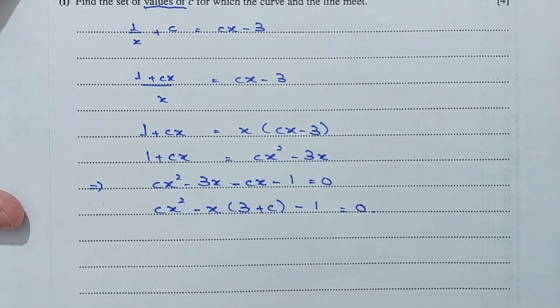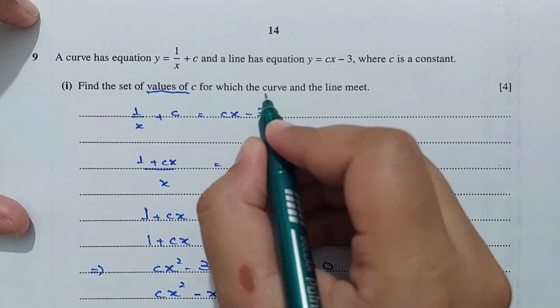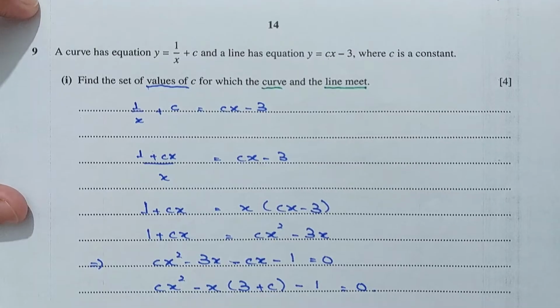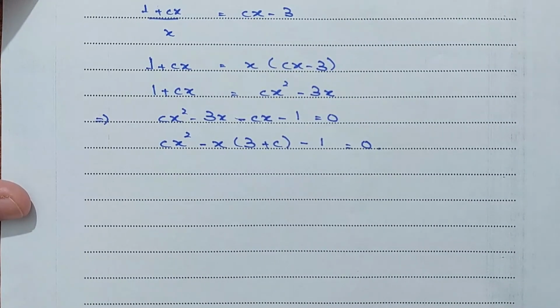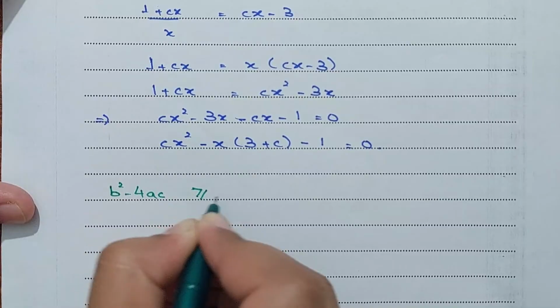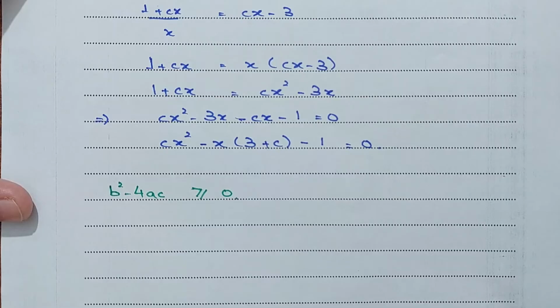All right, so we have to use the discriminant because we have to find the set of values of c when the curve and the line meet. The curve and the line meet means the discriminant should be equal to 0 when it has one solution, and it is greater than 0 when it has more than one solution. When the discriminant is less than 0, it has no solution, the curve and line do not meet. So we have to solve b squared minus 4ac greater than or equal to 0. Equal to 0 means one solution, and greater than 0 means more than one solution.